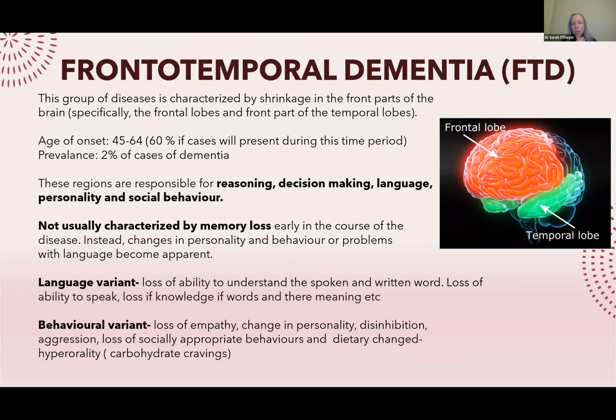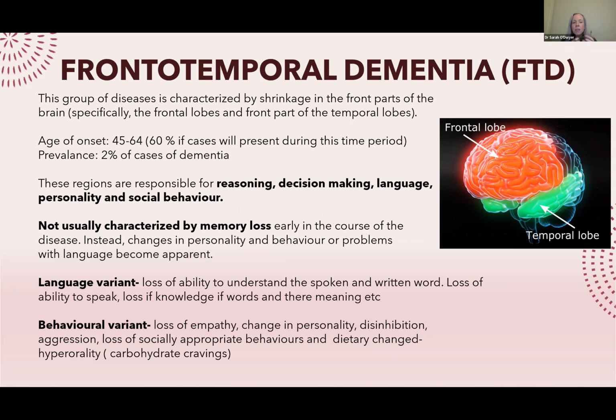So this is what I was saying: some conditions do develop earlier. Between 45 and 64, about 60% of cases occur during that age cohort. So there's usually quite a young onset, which understandably can be very concerning and frightening for the individual and also for their family.